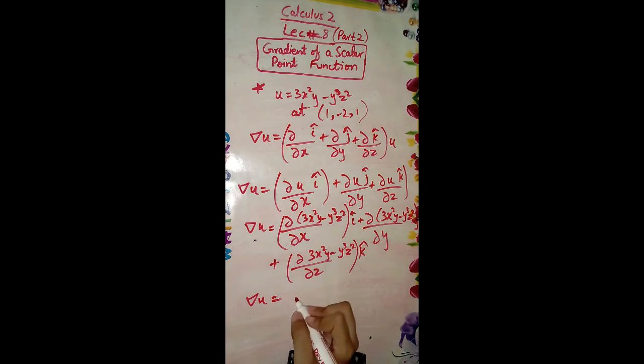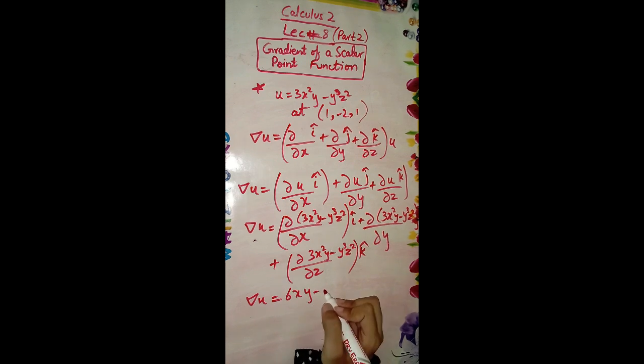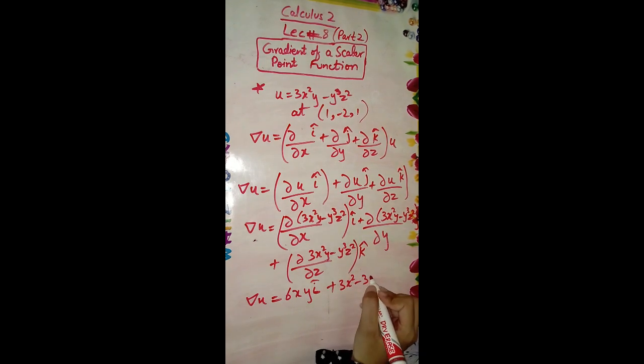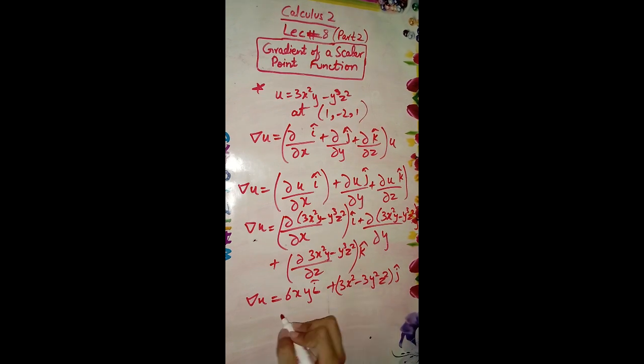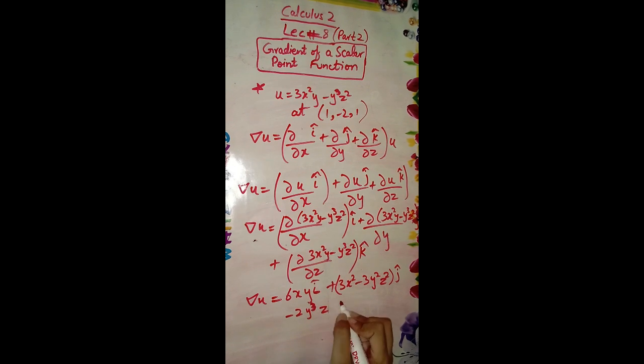With respect to x, it will be 6xy − 0 in the i hat direction, plus 3x² − 3y²z² in the j hat direction, and then for z we have −2y³z in the k hat direction. Now we will simply put the values.